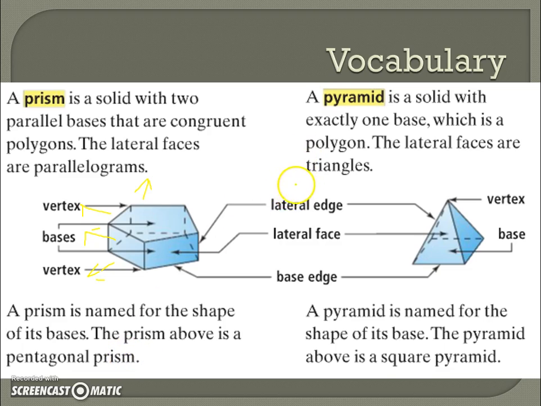A pyramid is a solid with exactly 1 base, which is a polygon. The lateral faces are triangles, so the ones on the side are triangles. Pyramids are also named for the shape of their base, so this would be a square pyramid because this base right here is a square. So get used to that naming convention, and let's keep going here.